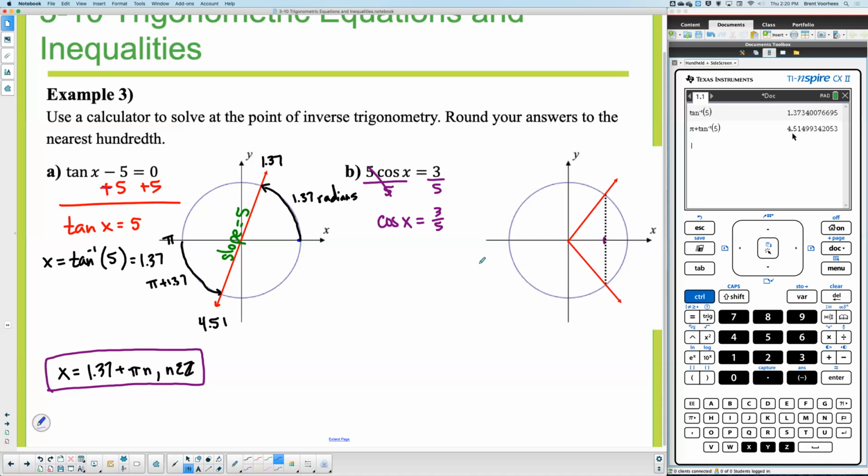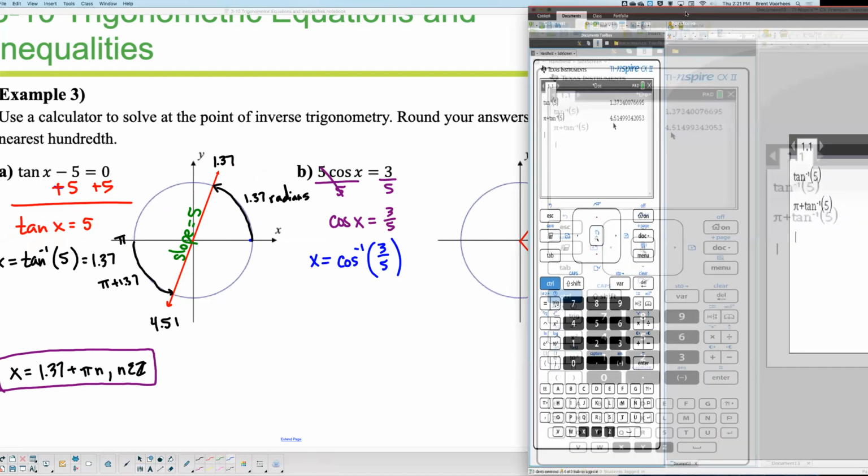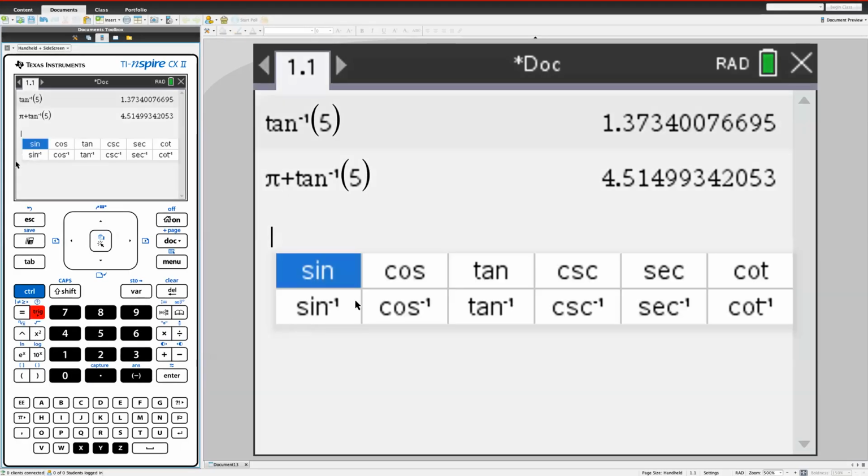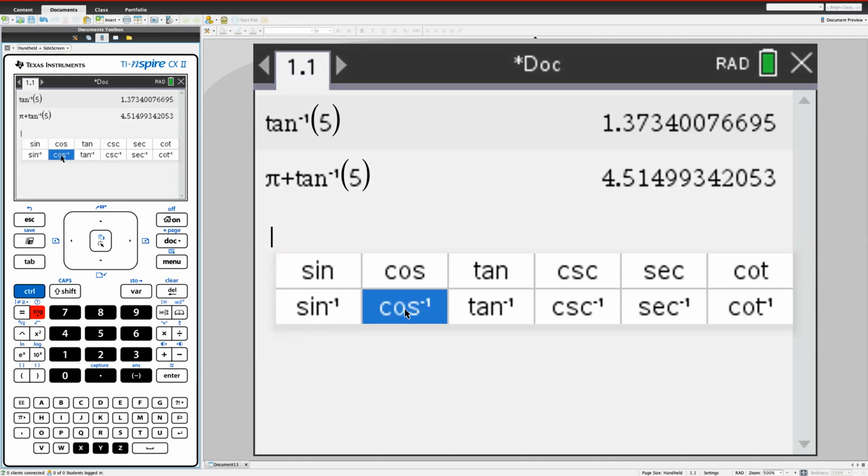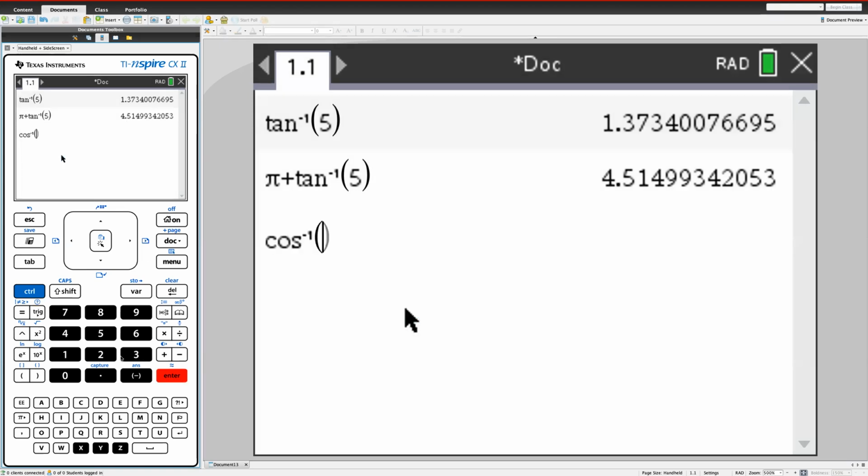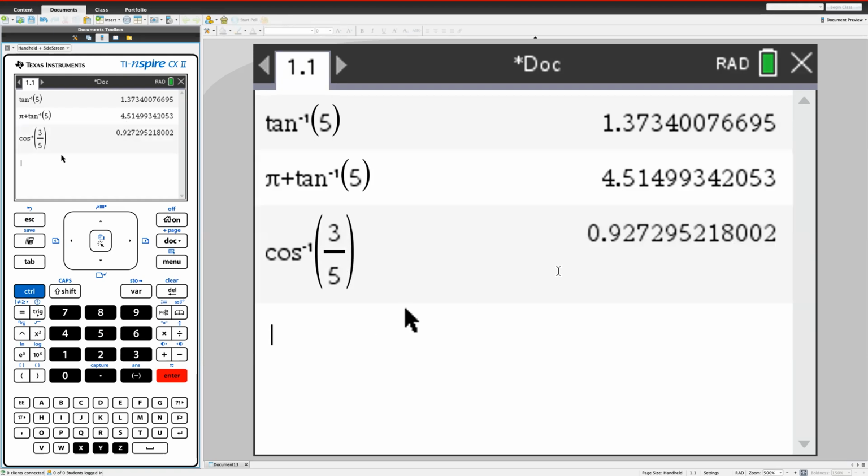Now let's come back over here. For the calculator's sake, how do I get x all the way isolated? Cosine inverse. So cosine inverse of 3/5. That's what we're going to type in the calculator here. Trig, cosine inverse of 3/5. What answer are y'all getting when you type that in? 0.9. All right, there's one answer.